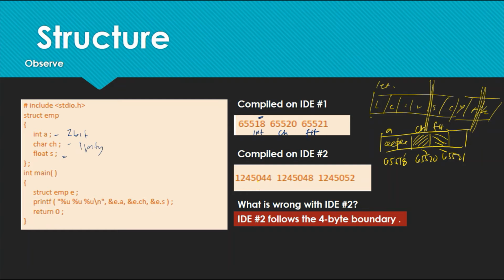Now, what happened in this one? Say it happened that we have here 044 for the integer. Now, after 44, this is 45, 46, 47. Our char is at 48. Okay? So it is there.